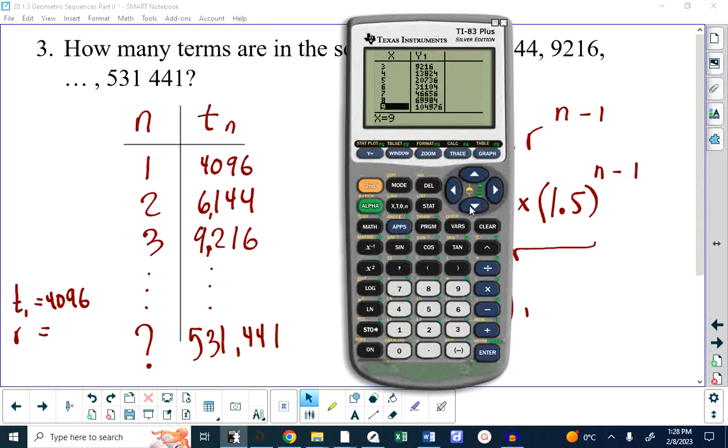We want it to be 531441. There it is. So it's the 13th term. I was off by 1. Remember I guessed 12? It's actually the 13th term. So there are 13 terms in the sequence. That's the answer to the question. Numerical response, most likely. And I wouldn't even give you this as multiple choice, because then you could just start putting in the answers and checking them, which is trivial. It's a grade 6 way of doing a multiple choice question.